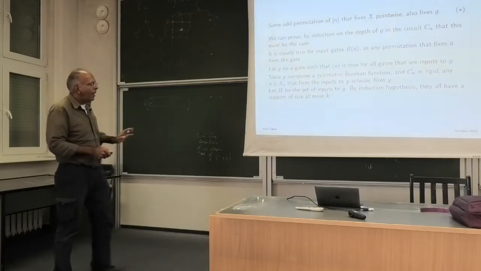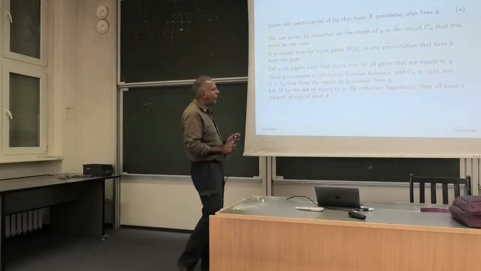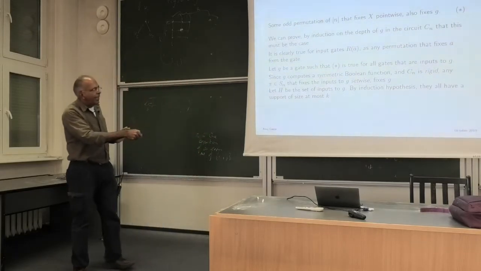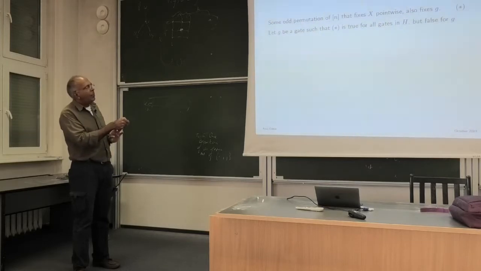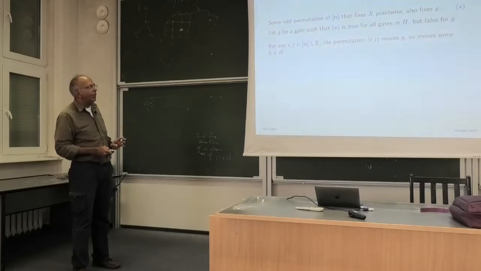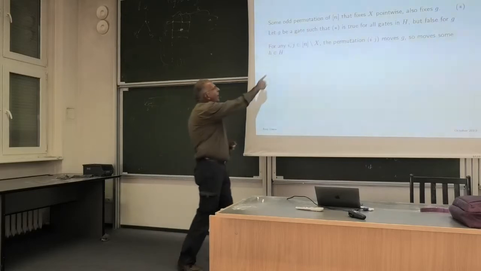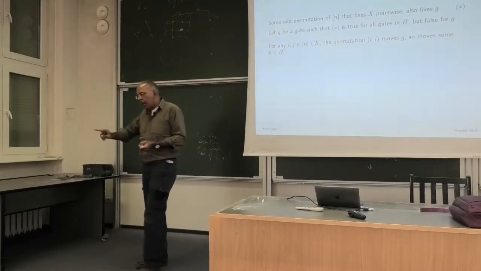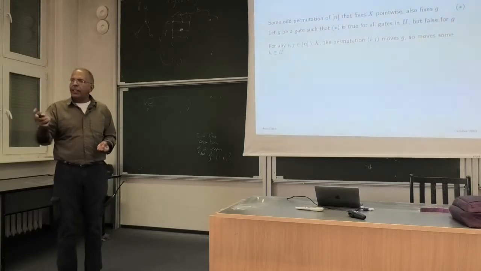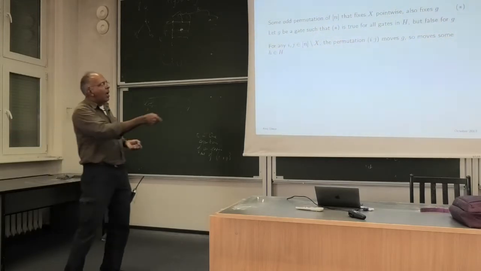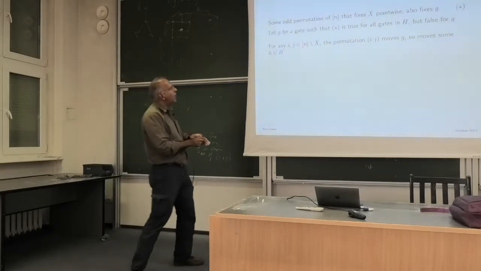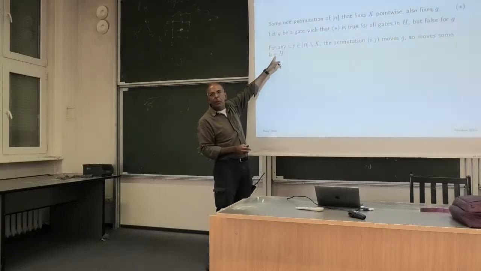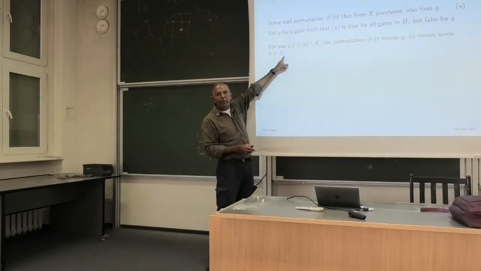Okay. So let's say the set of inputs to G, let's call it capital H. And by the induction hypothesis, each of them has a support of size at most k. And let's assume that this is false for G. It's true at all inputs to G and false for G, and we're going to derive a contradiction. Now pick any pair ij and look at the swap of ij. This is an odd permutation. By hypothesis, this doesn't fix G, so it must move some element of H to outside of H.